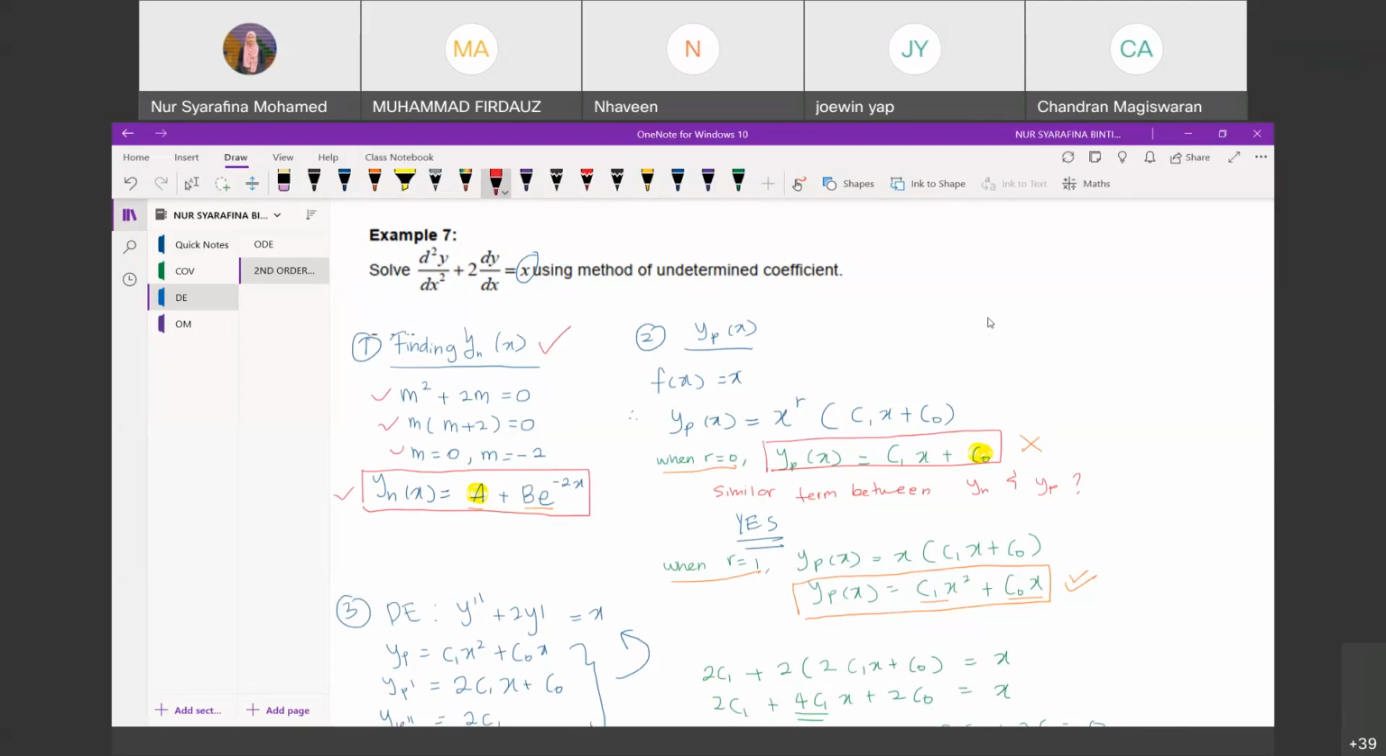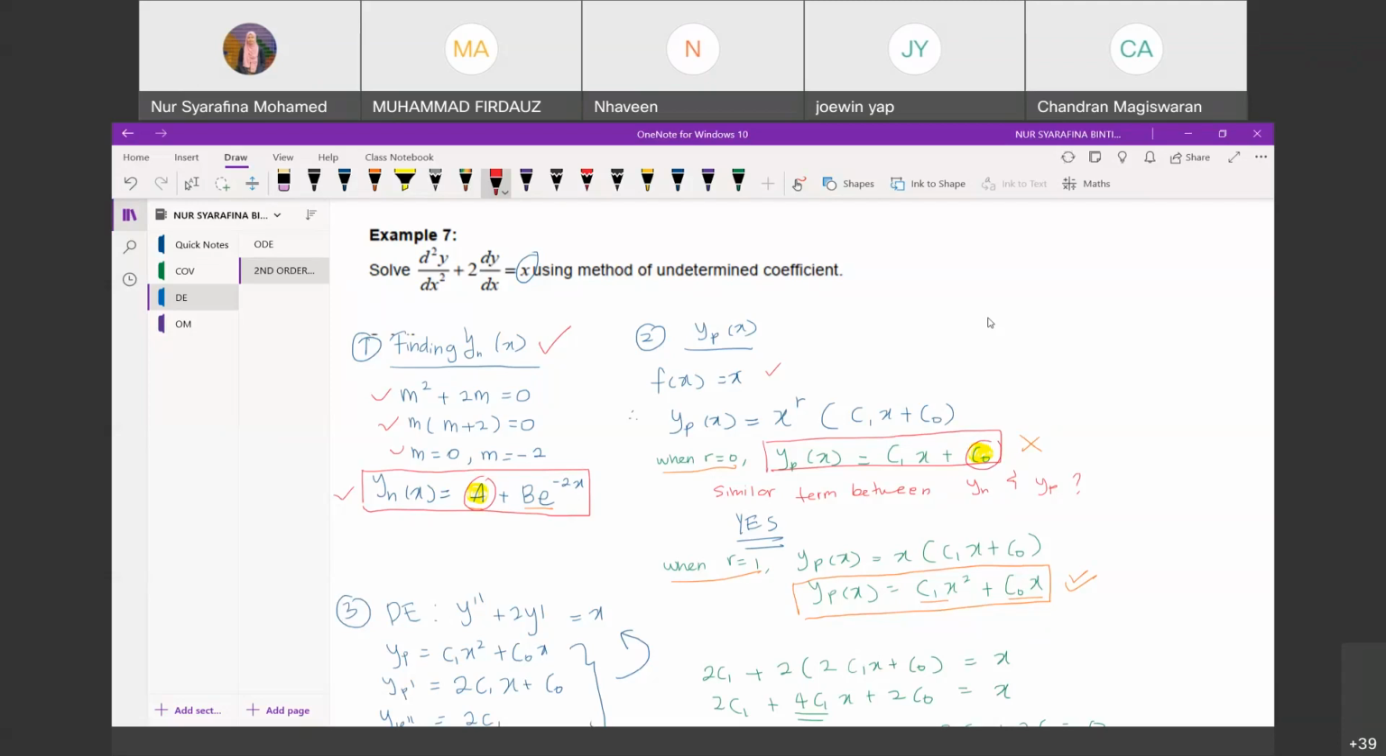Fx equals x, so this is a polynomial of degree 1. When it is a polynomial of degree 1, then your YP should be x to the power of R times C1x plus C0. Start with R equals 0. Is there any similar term between YH and YP? When R equals 0, your YP becomes C1x plus C0. So this is a constant. Then there is a similar term between YH and YP.